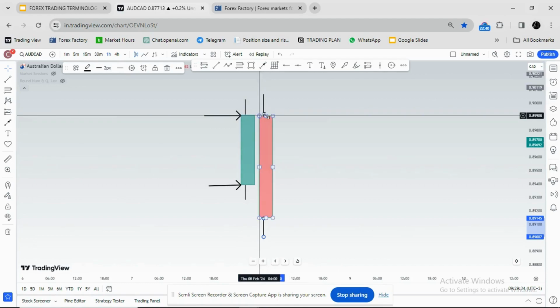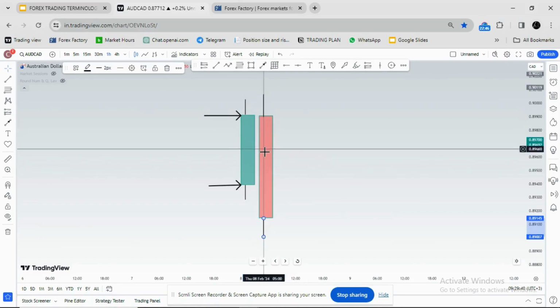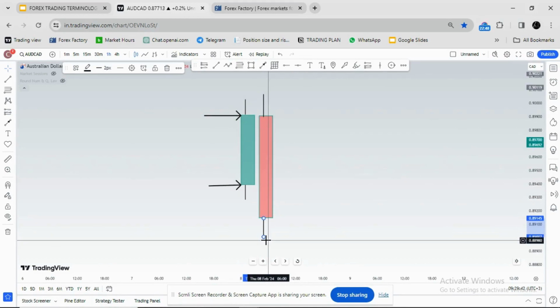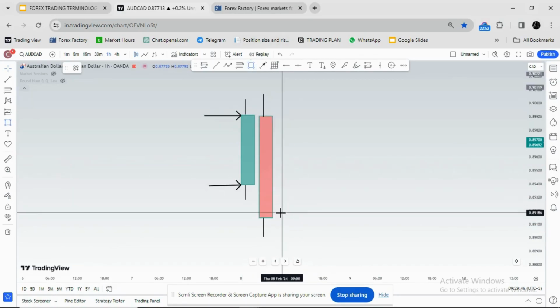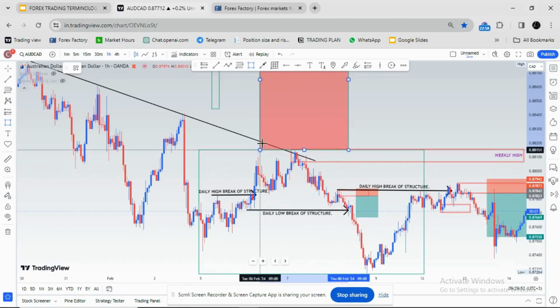Once it closes at 5 p.m., another 1 hour candle starts to form. It forms a high and then sells, gives us a low, and this is the closing price, and that is where we're going to probably get another candle. Maybe it's a selling candle.